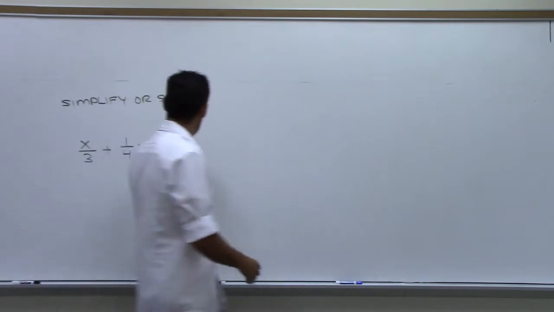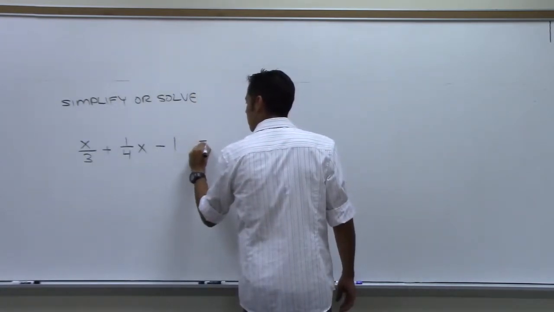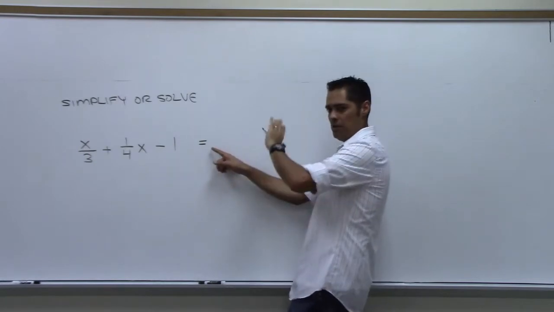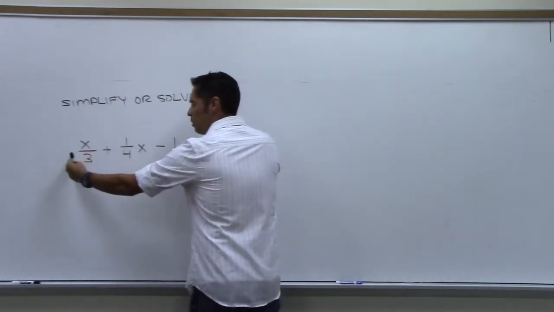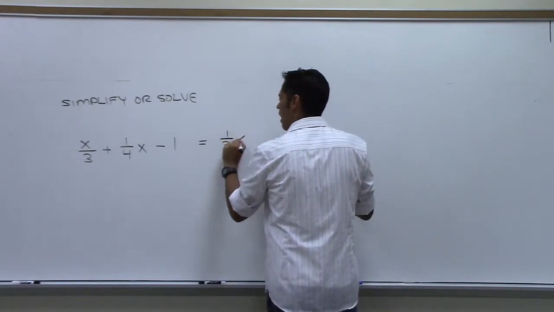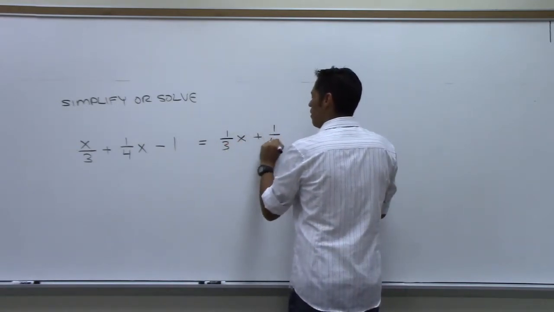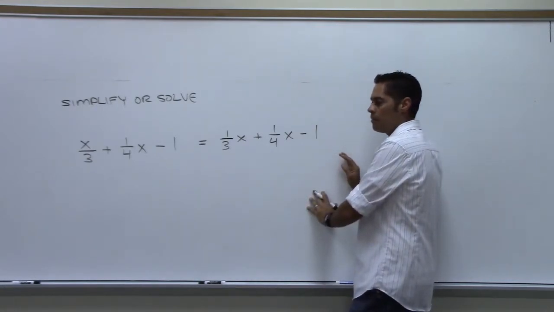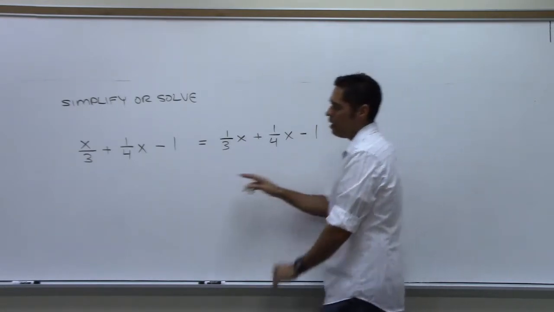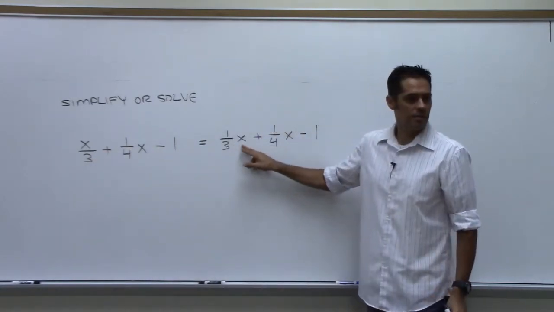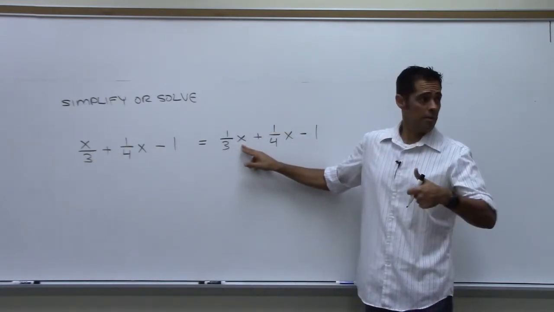So I'll just do one more line here. I'm going to say that this is equal to, now I know you're going to say, wait, you just made an equation. No, I'm just saying that this expression is equivalent to this new expression, 1/3 x plus 1/4 x minus 1, right? Do you agree with that? Writing x over 3 is the same as writing 1/3 times x. Do you all agree with that?